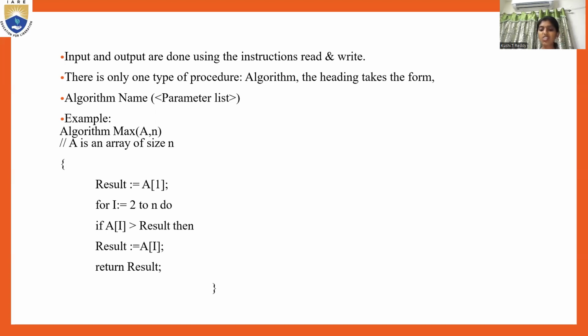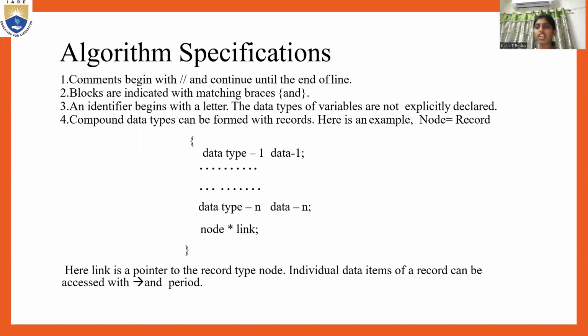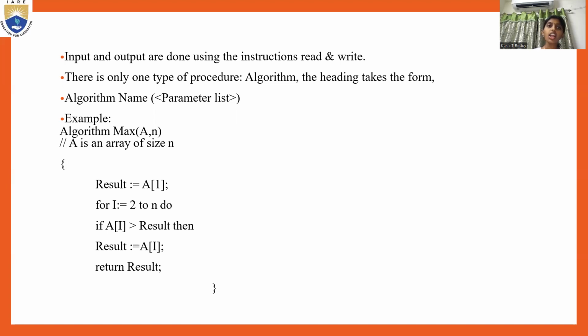So let us once again see what things are required. Generally in algorithms, you write comments in comment lines with two backslashes, and the algorithm is written within curly braces. An identifier begins with a letter. Input and output are done using the instructions read and write. And the algorithm heading is written as algorithm, name of the algorithm, and parameters list.